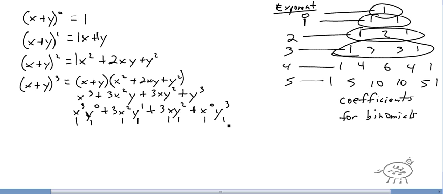And then if we put it all together, we can come up with what's called binomial expansion using Pascal's triangle. So I'm going to even write that out here. Binomial expansion using Pascal's triangle.